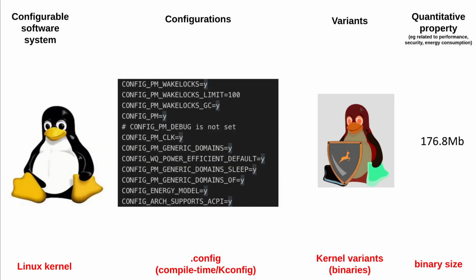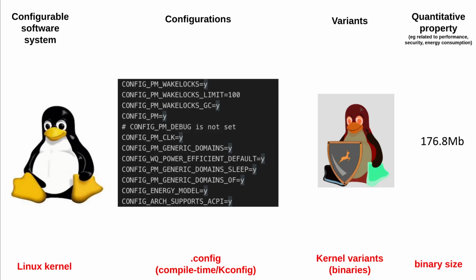So this article is about a configurable software system, like the Linux kernel one. Such systems offer different configurations, either at compile time or runtime. Basically, the developers and users can set some option values, like Boolean ones, yes or no. You activate or deactivate some options, or you can also set numerical values or string values.